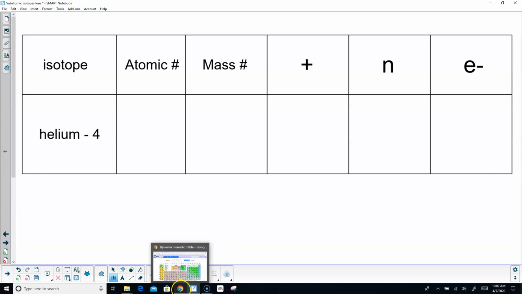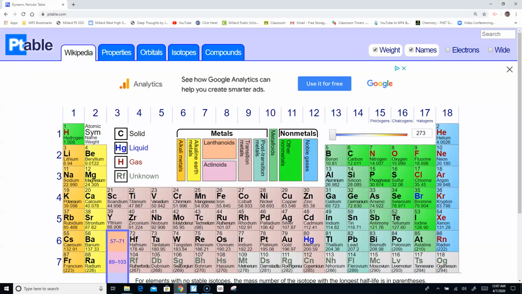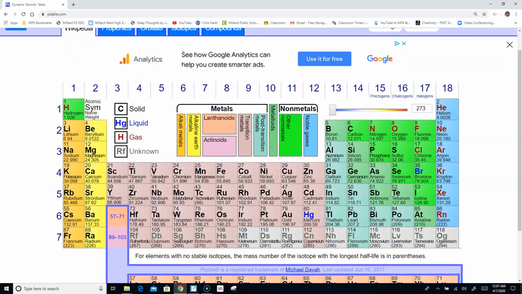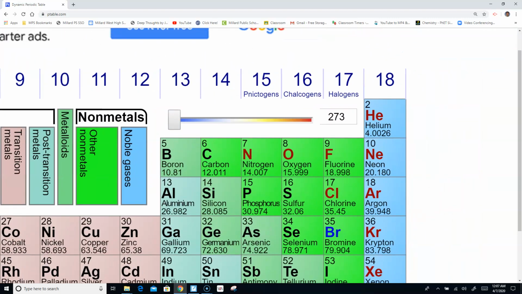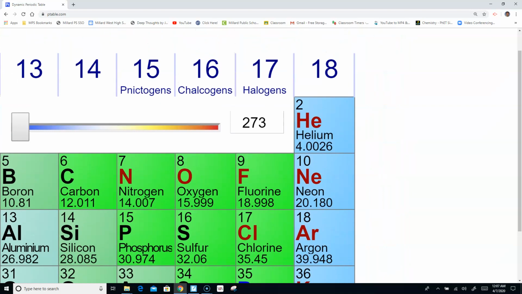I've got ptable.com pulled up here in the background, so we can look at some of these things. This first problem is asking about helium, and here we have helium right here. Up here, this is the atomic number. This is an average atomic mass. We're not going to use the masses from the table, but the atomic numbers we most definitely can use.